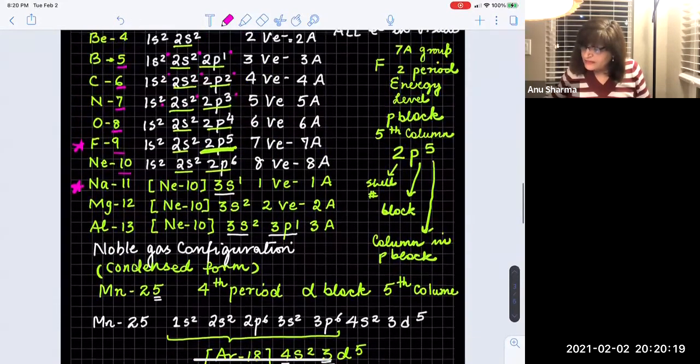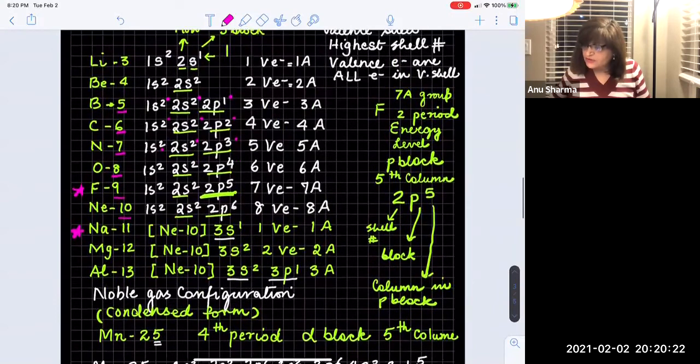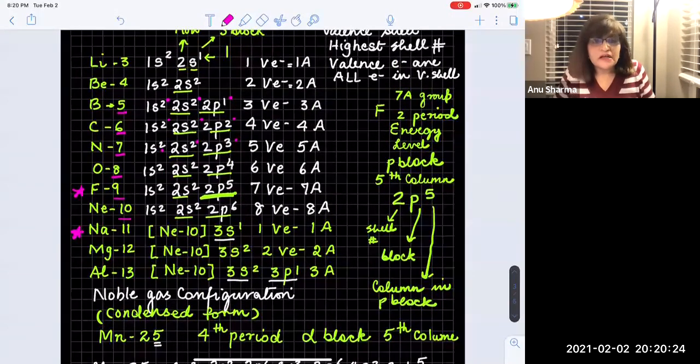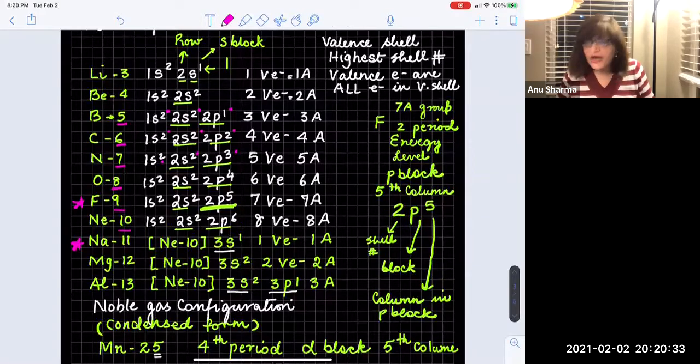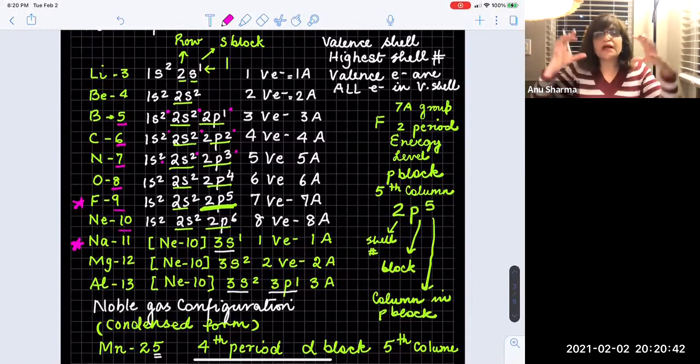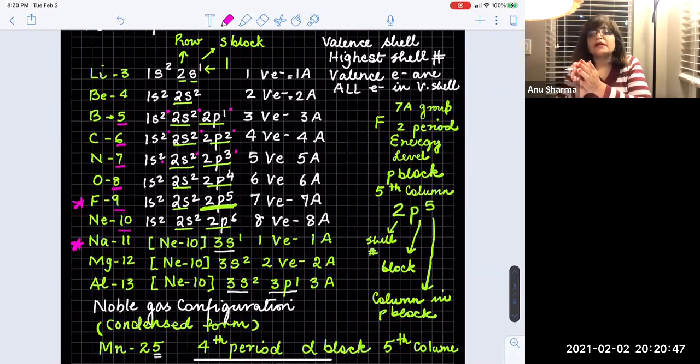Now, here's another important thing. When we talk about valence electrons, how do you identify the valence electrons? Valence electrons are the last electrons that are present in the highest shell number. So the valence shell is the highest shell number, okay? Although it is 2s and 2p, combine them. Whatever electrons you have in 2s and whatever electrons are in p, you combine them. That is going to be your valence electrons, okay?